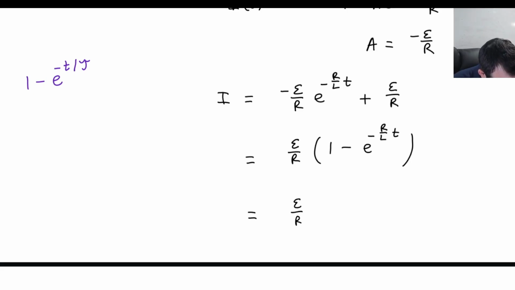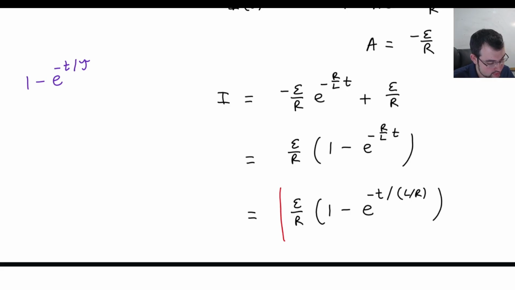So you could totally stop here, and I would say, yeah, you can stop here. But if you really wanted to picture what the time constant is, if you had no idea what the time constant should be for an L over R circuit, we can write it like this.